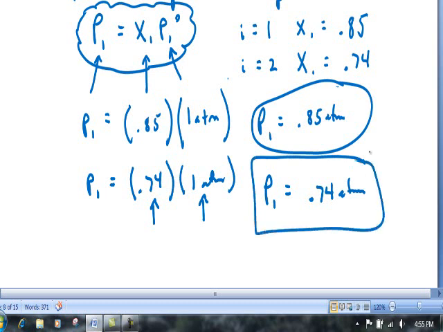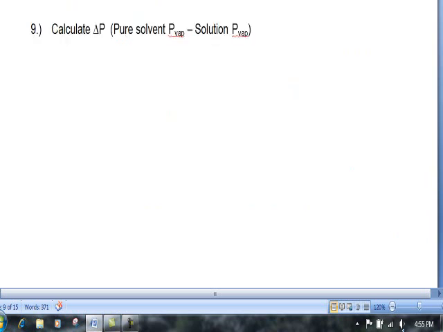Now, one thing we can see here is as the amount of solute particles is increasing, which causes the mole fraction of solvent to go down, the vapor pressure of the solvent over the solution is becoming less and less. The next calculation is just to find our change in vapor pressure comparing pure solvent to the solution vapor pressure. So we'd have 1 atmosphere.